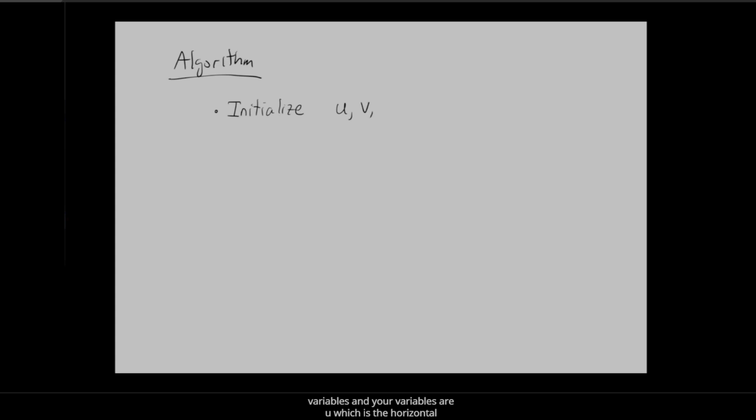u, which is the horizontal velocity, v, which is the vertical velocity, and p, which is the pressure, to 0. That's what you're going to ultimately solve for. In the middle, you're also going to get some fluxes, but we're going to store those. But these are the primary variables that you're working with. And then you start a loop over time steps.